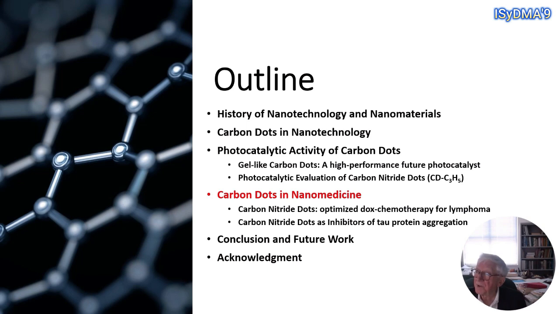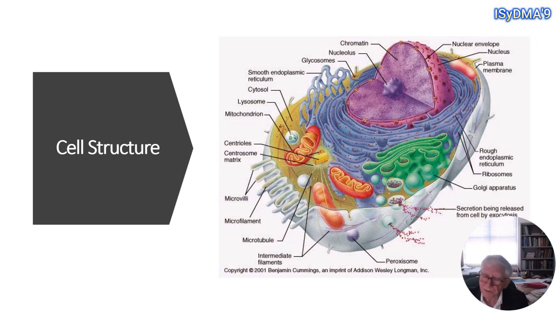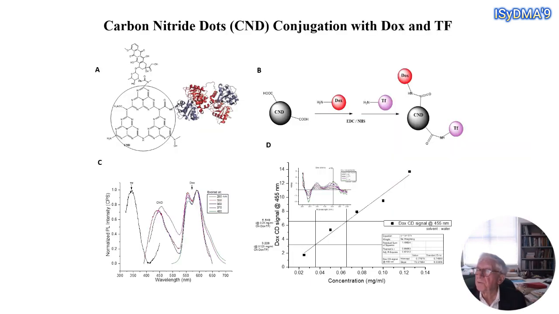So the next step would be related to the carbon dots in nanomedicine, and the first example was related to the one for the lymphoma, which is a cancer cell, and cancer cell means, when we think about the cell structure, the cancer is mainly related to the nucleus, where the concentration of DNA is very important. So the way to prepare now the carbon dots to inhibit the lymphoma is, for example, carbon nitride dots, and we add the doxorubicin using the carboxylic group and NH2 group.